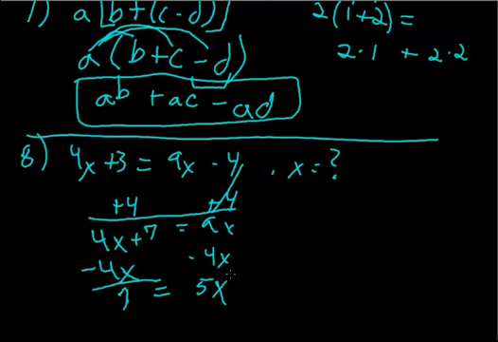And then we want to isolate the x, remember. So to isolate the x, we just divide by 5. The 5's will cancel out on this side, and you're left with x is equal to 7 over 5. And that's the answer.